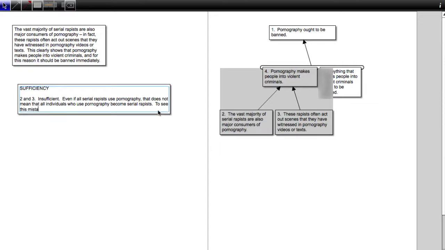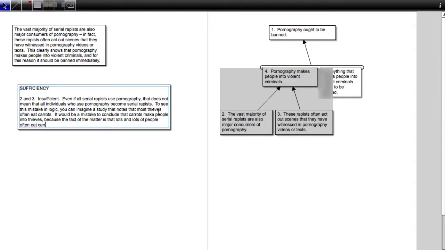To see this mistake in logic, you can imagine a study that notes that most thieves often eat carrots. It would be a mistake to conclude that carrots make people into thieves, because the fact of the matter is that lots and lots of people often eat carrots and do not become thieves.